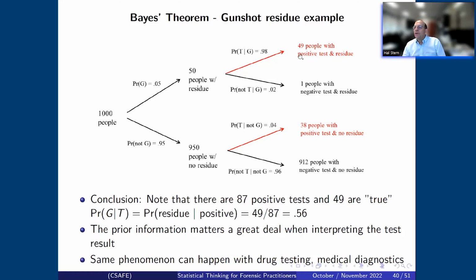And so now when I focus in on the people who tested positive, there are 87 of them, only 49 has residue. So the probability that the person has gunshot residue given the test came back positive is only 56%. So it turns out that this other information, which we don't generally have, plays a key role. And I'll say quite a bit more about that in the remaining half hour. But what's important to note is I used gunshot residue.